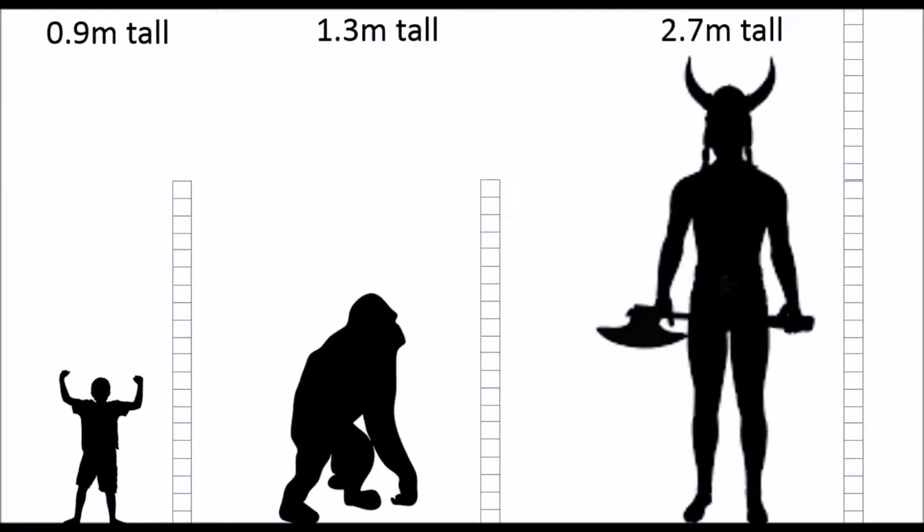Okay. Say we had a meter stick where we can measure 1/10 of a meter. So this boy is actually 1, 2, 3, 4, 5, 6, 7, 8, 9, 9/10 of a meter tall, or 0.9 meters tall. The ape is 1, 2, 3, 4, 5, 6, 7, 8, 9, 10, 11, 12, 13 and a bit, but not quite tall enough. So that's 1.3 meters tall. And then the Viking is 2.7 meters tall. Right, so now we've got the answers to 2 significant figures.